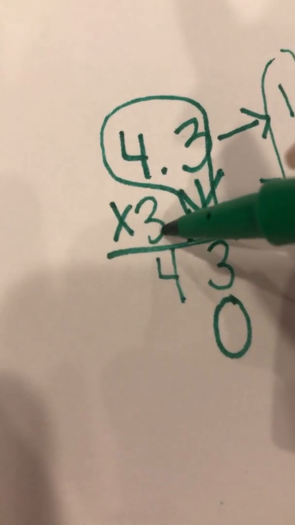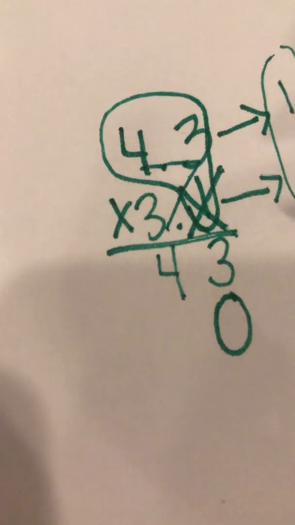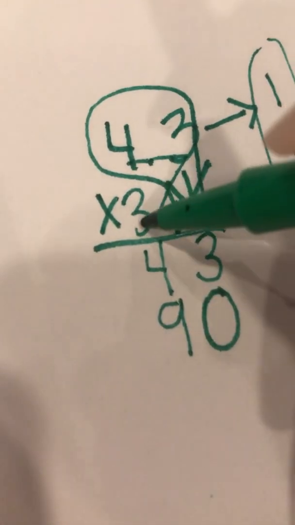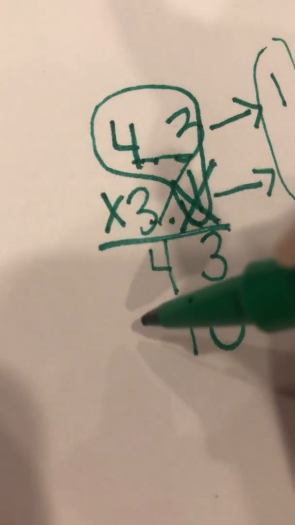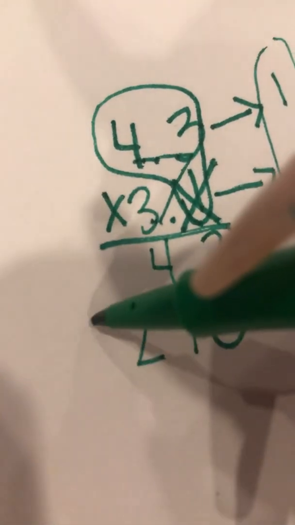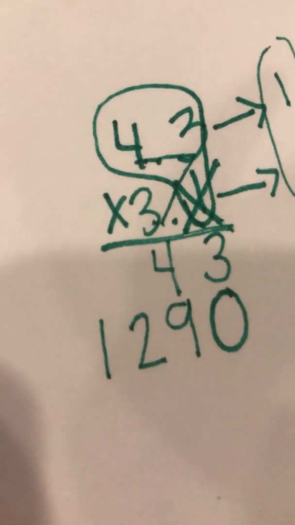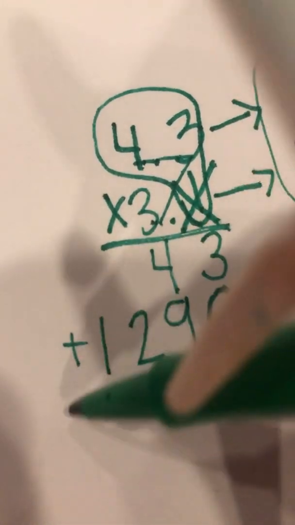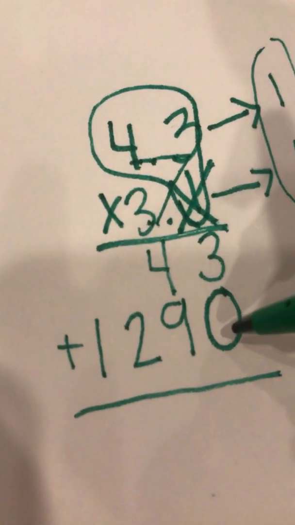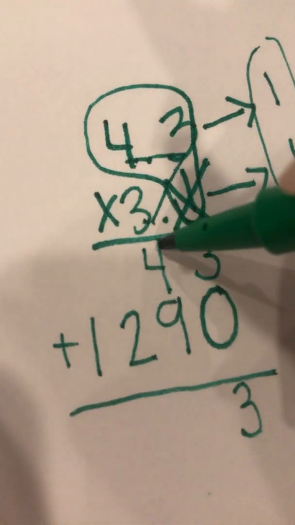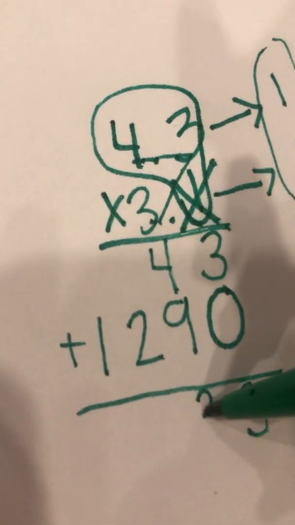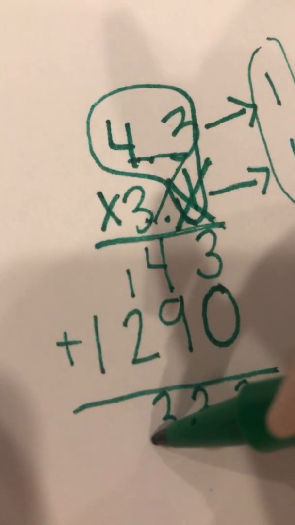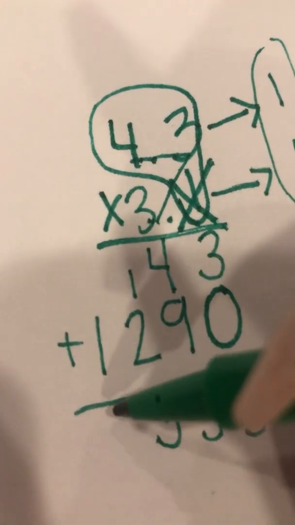Now we're going to multiply 3 to every number at the top. 3 times 3 is going to be 9. 3 times 4 is going to be 12. So I'm going to write 12. All right, now the last and final step is to find the sum of these 2 products. So 3 plus 0 is 3. 4 plus 9 is 13. Bring down your 3. Carry the 1. Now 1 plus 2 is 3. And 1 plus nothing is just 1.